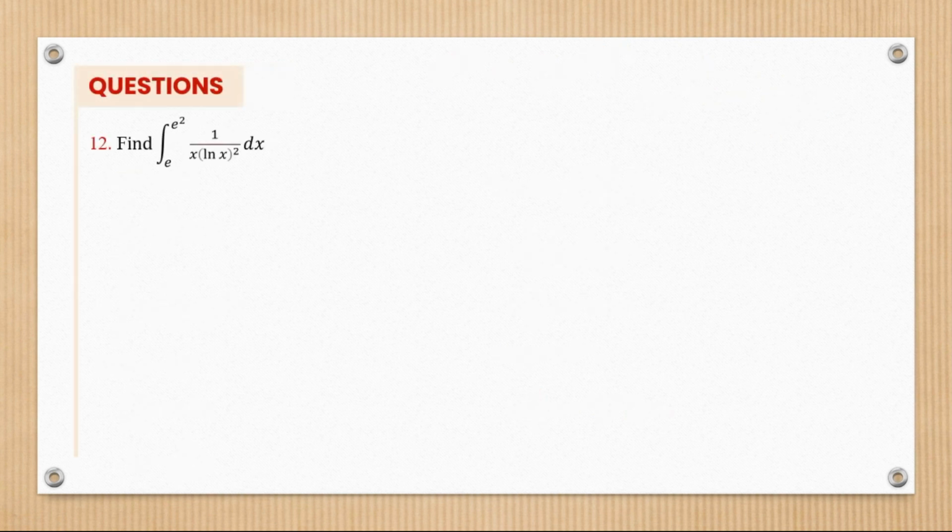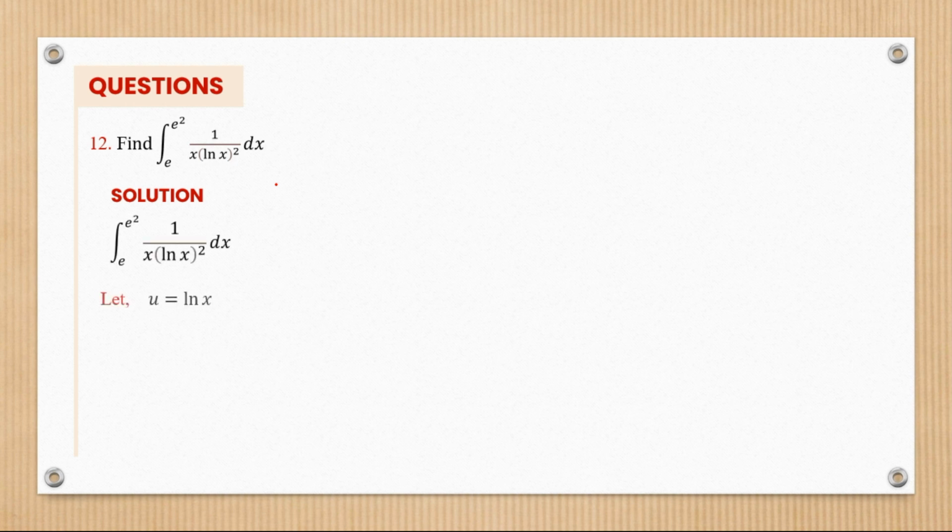So question number 12, we're being told to find, now this is an example that is a definite integral. We have the upper limit as e squared, and the lower limit as e, of 1 over x times ln of x, all squared. Now I can already see what I'm going to let my value of u be, because clearly you need u substitution.